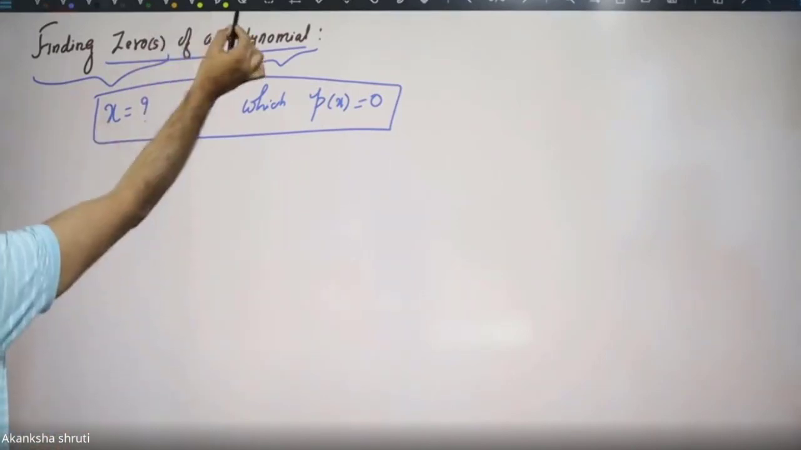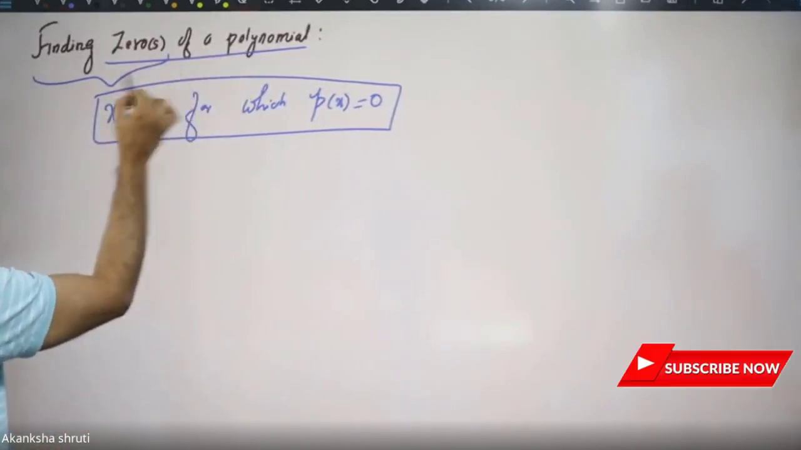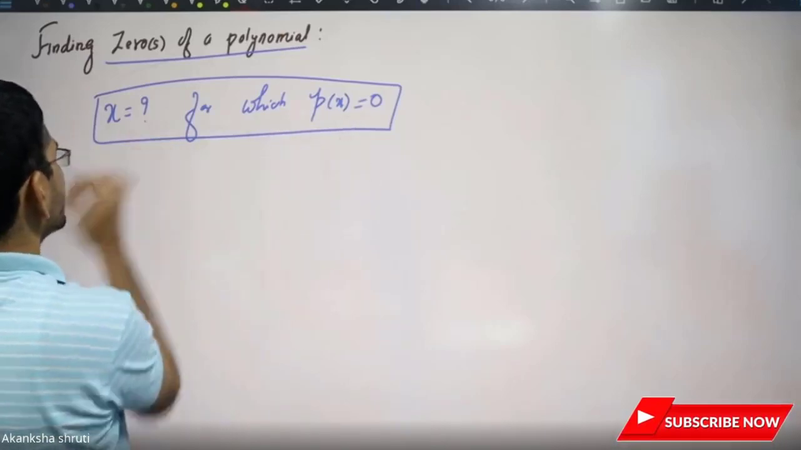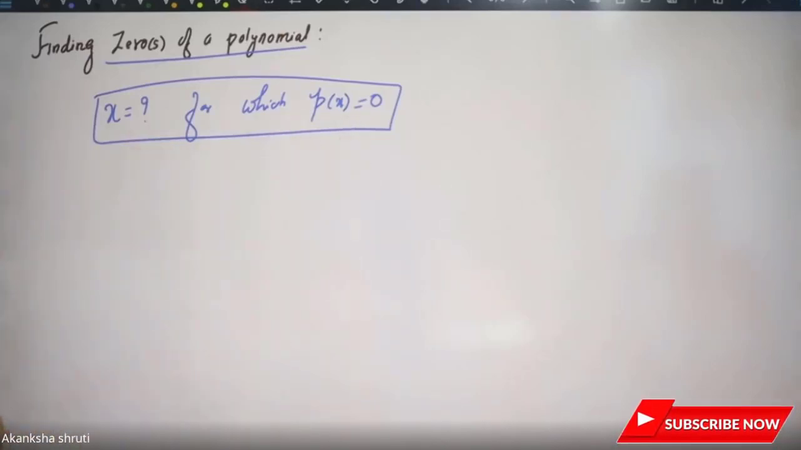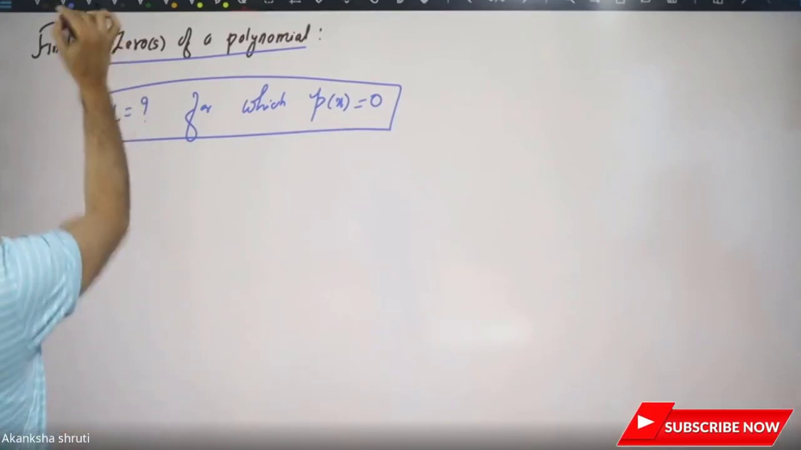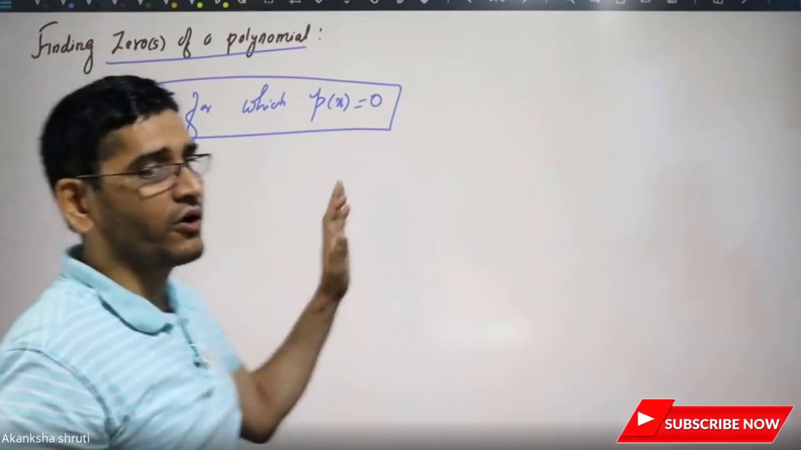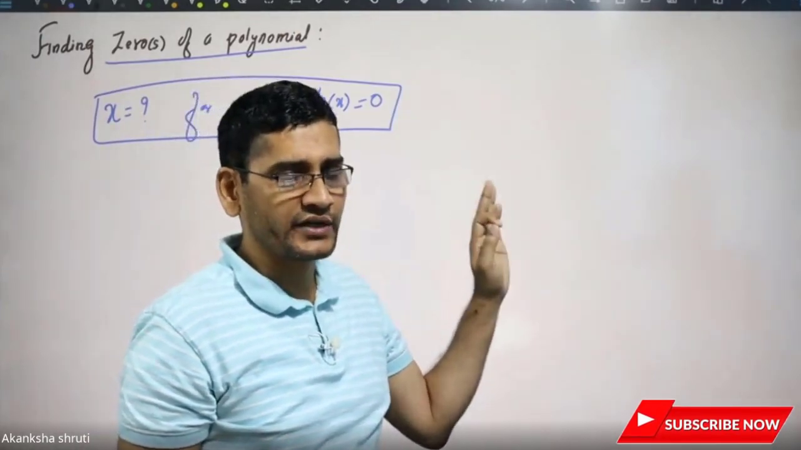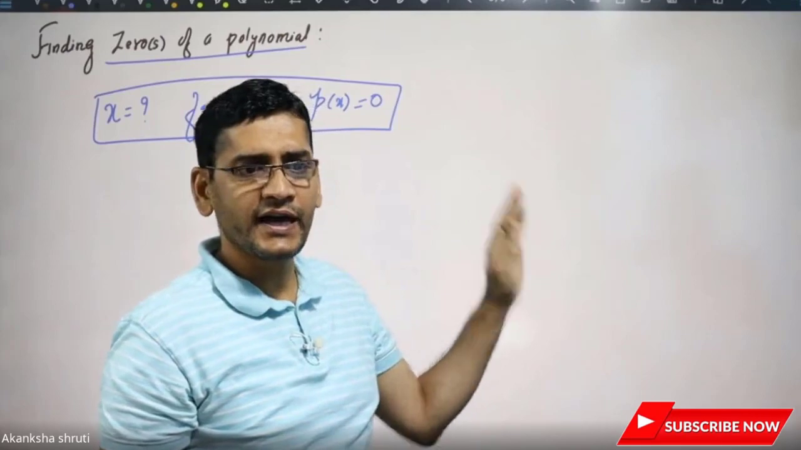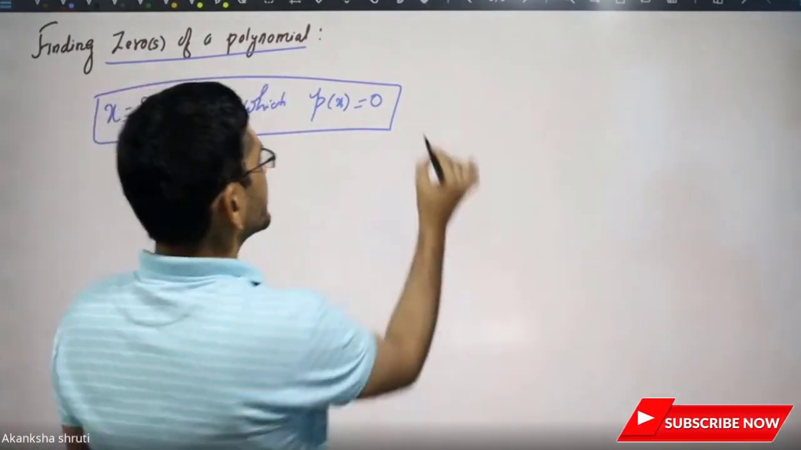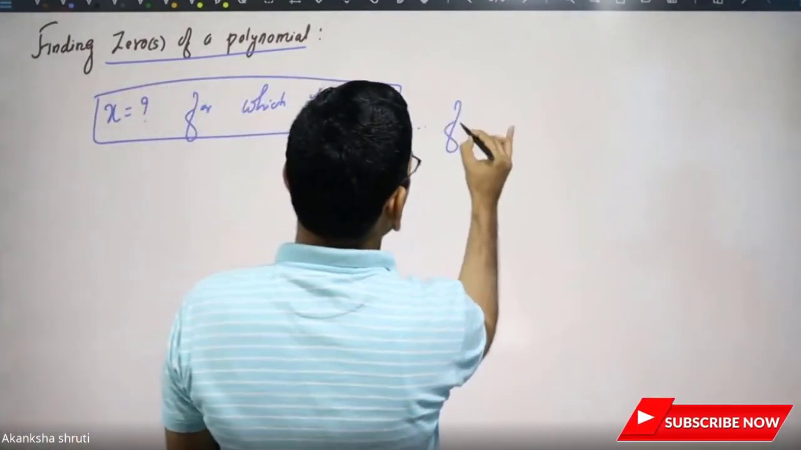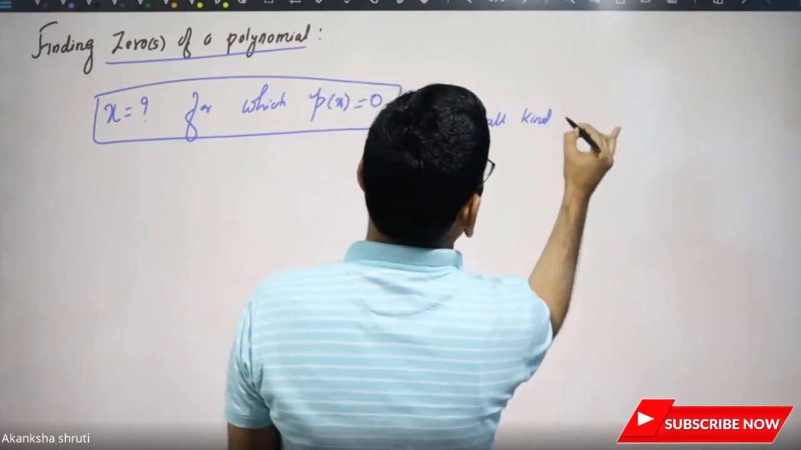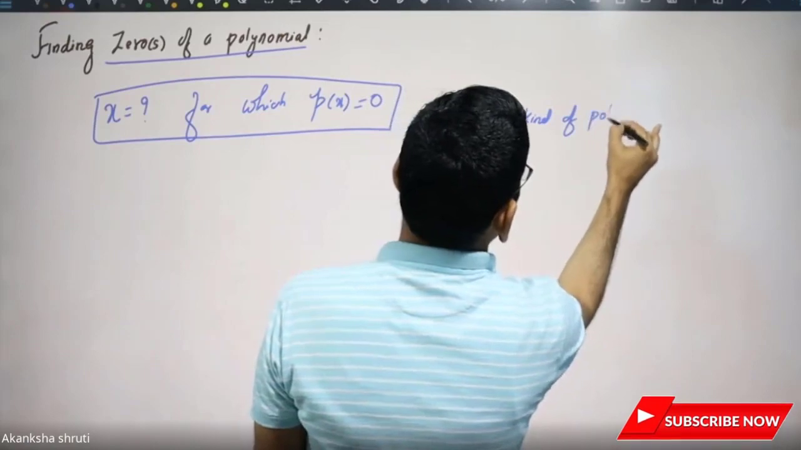But what we will do practically, first we will equate the given polynomial with 0 and find all the values of x. This definition is applicable for all kinds of polynomials, irrespective of whether it is quadratic, cubic, or linear, for everyone.